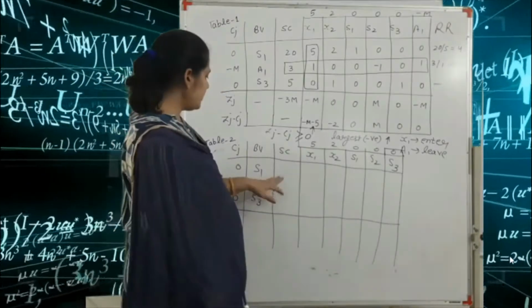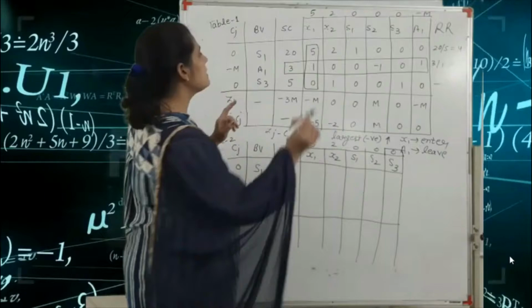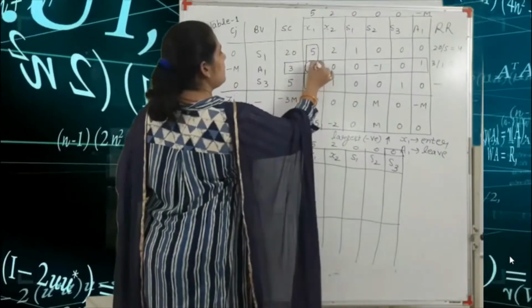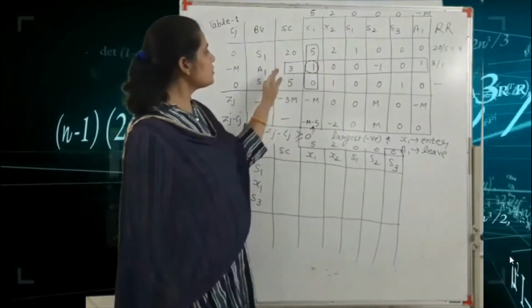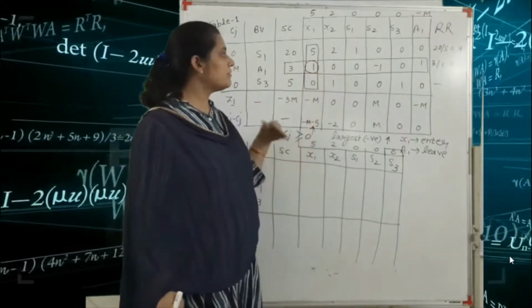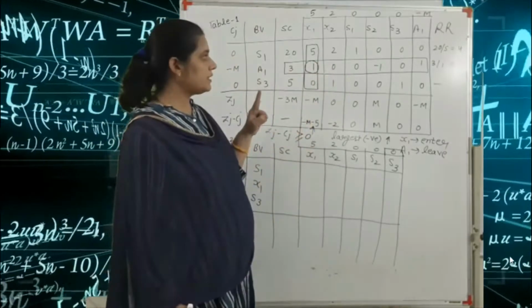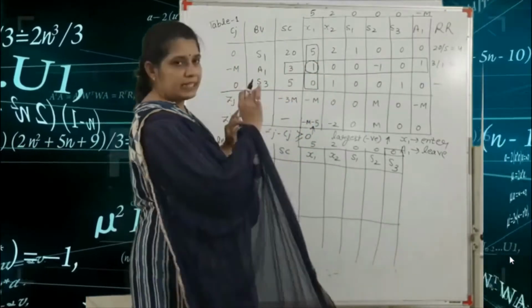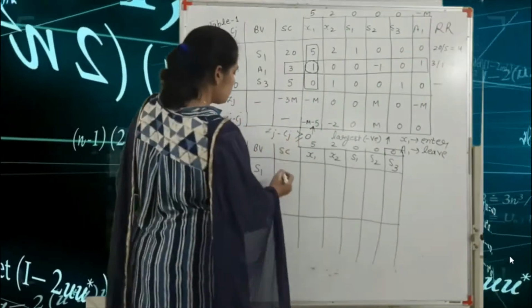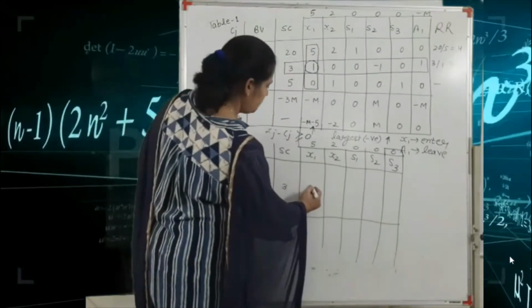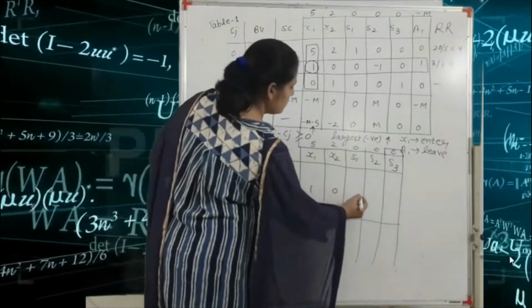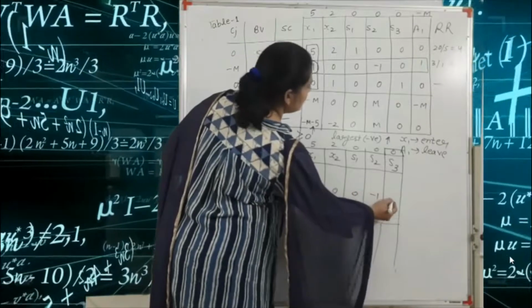Got it? So here, first, this is your key number. First you divide the second row by the key number. The key number is 1, so you divide it by 1. That means this row is as it is. So we write here 3, 1, 0, 0, minus 1 and 0.